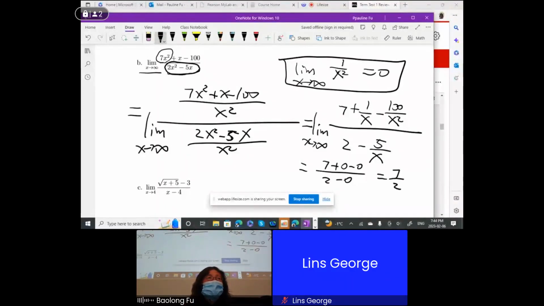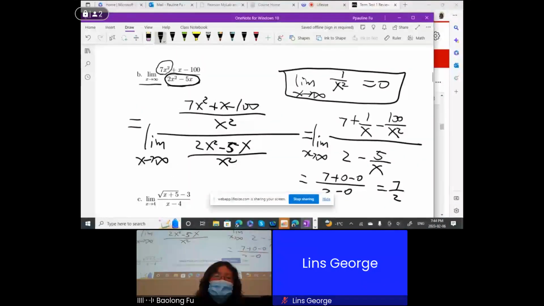Yeah. Questions? Yes. Does the rule still work when x goes negative? Yes, the rule still works. Brilliant question. If I change this question to x approaching negative infinity, it is still the same answer, 7 over 2. Yeah.